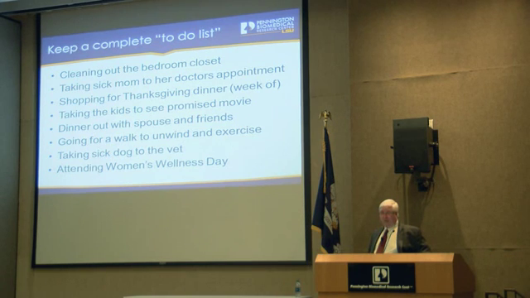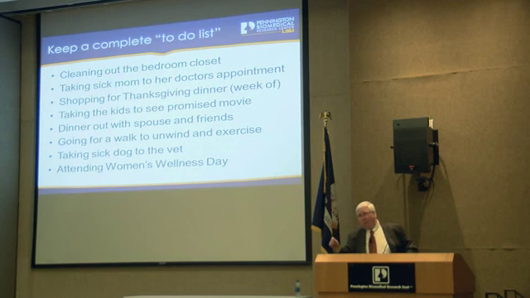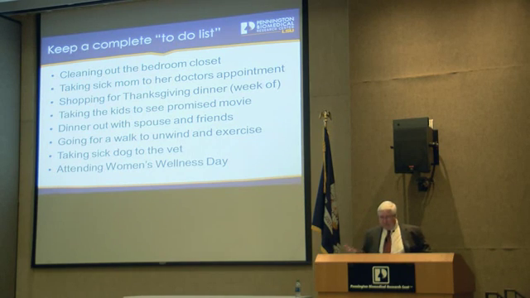Maybe a few of us who have very special powers, but 99 and 44 hundredths percent of us do better when we write stuff down. We do a to-do list. Cleaning out the bathroom closet. Yeah, that's something you want to get done. Taking your sick mom to her doctor's appointment. Shopping for Thanksgiving dinner because it's the week of Thanksgiving. Taking the kids to see a movie you promised. You promised you'd take them to see Star Wars, and it's about to go out of town, so you've got to get it on your list and get it scheduled.